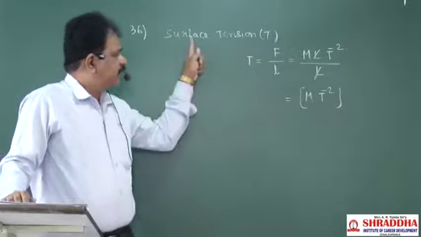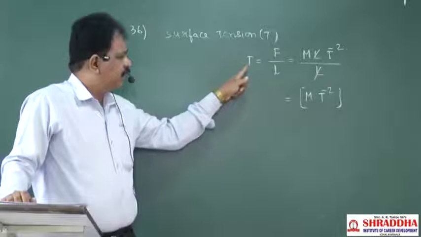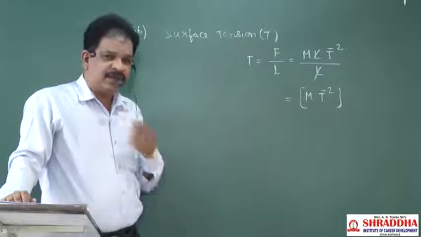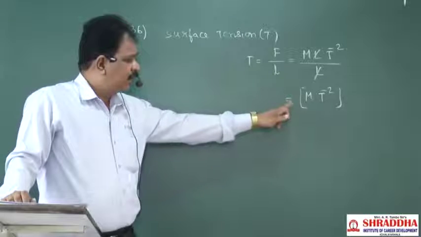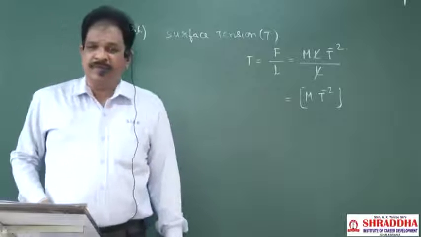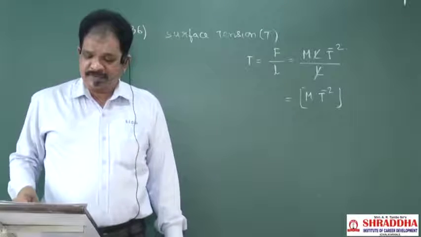Clear? Surface tension is the physical quantity. Formula for surface tension is T is equal to F by L. Dimensional formula for surface tension is equal to M T power minus 2.